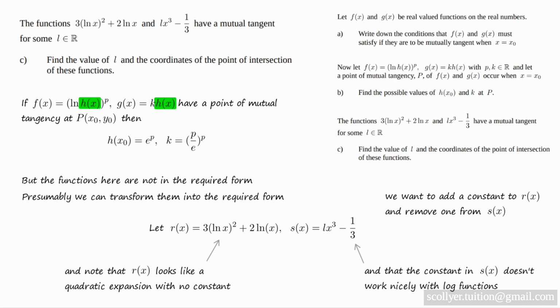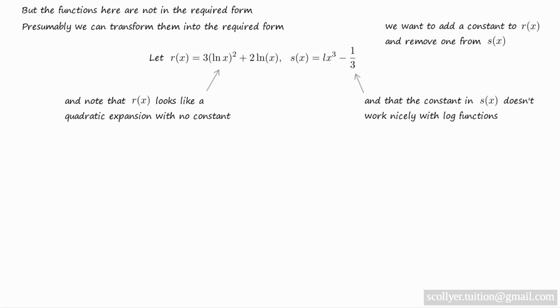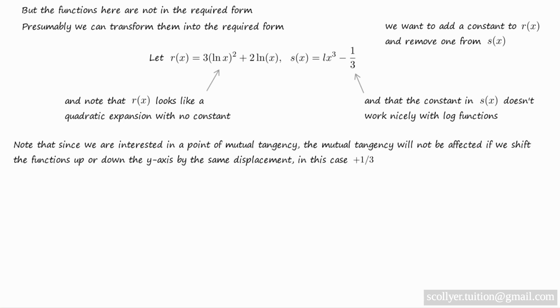And we can see that what we want to do, apparently, is to add some constant to r of x and remove one from s of x. We can do both of those things at the same time if we bear in mind that we are interested in a point of mutual tangency, because a point of mutual tangency between two functions will still exist if we shift both of the functions up or down the y-axis by the same amount, which in this case is clearly plus 1/3. And so we construct two new functions, r1 of x, which equals r of x plus 1/3, and s1 of x, which equals s of x plus 1/3.